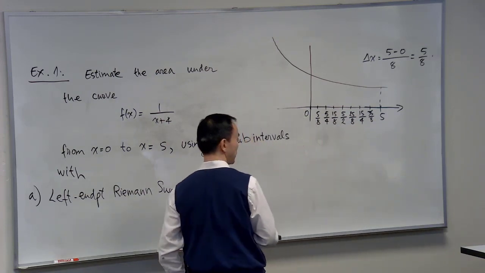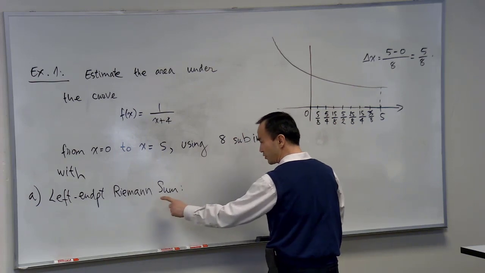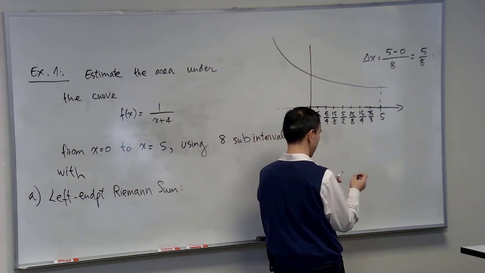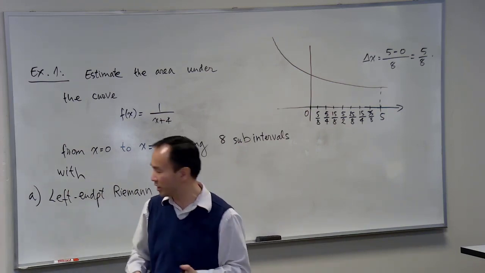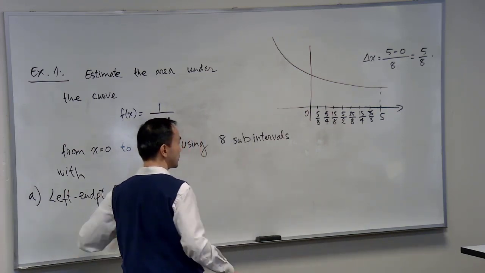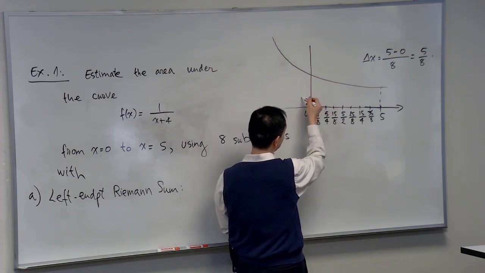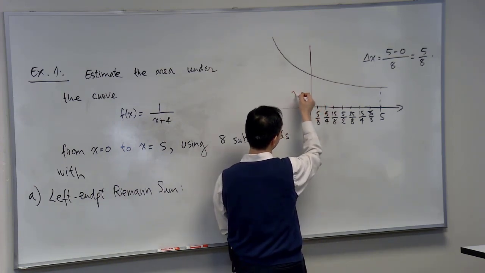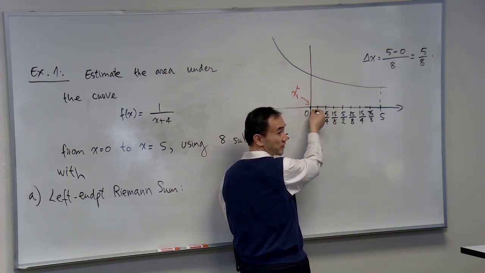So with this partition right here, we're using the left endpoint. So now you can go ahead and indicate your left endpoint, because with left endpoint or right endpoint, the sample points land right on those partition points, right? For the first interval, this one right here is going to be our XL1, because that's the first interval. You guys follow?